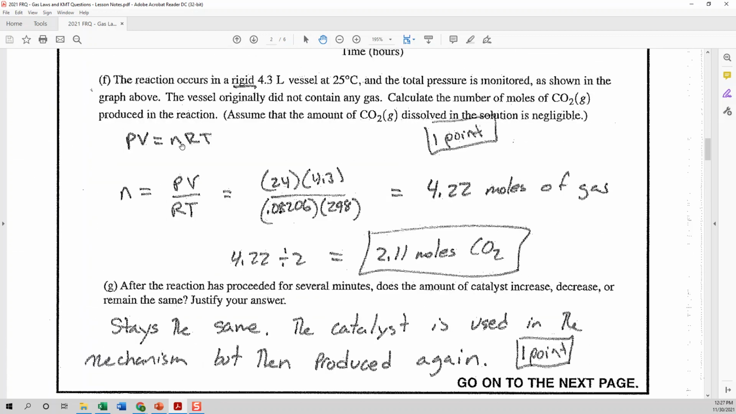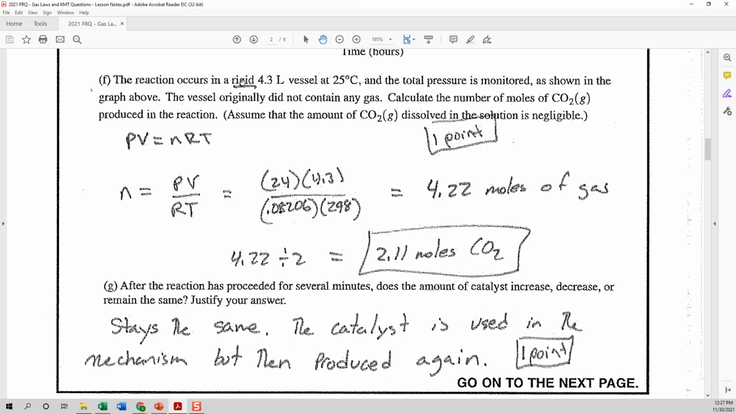All right, so this is just a quick ideal gas law, PV equals nRT. We're solving for moles of gas. So moles of gas equals PV over RT. 24 atmospheres was our total pressure. 4.3 was our volume. Okay. I underlined rigid there because it's a reminder that the volume is being held constant.